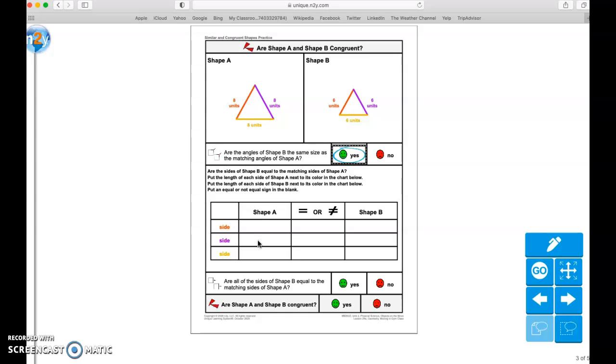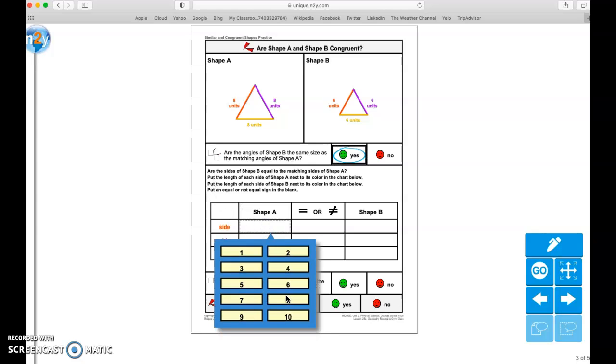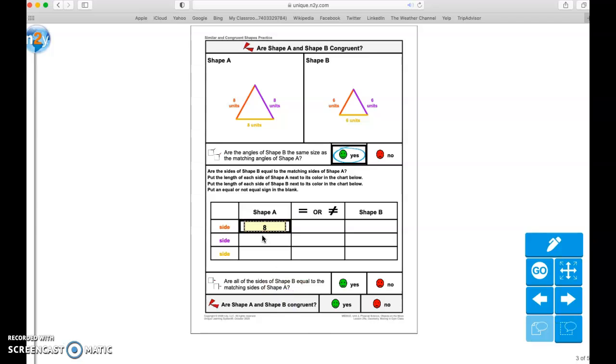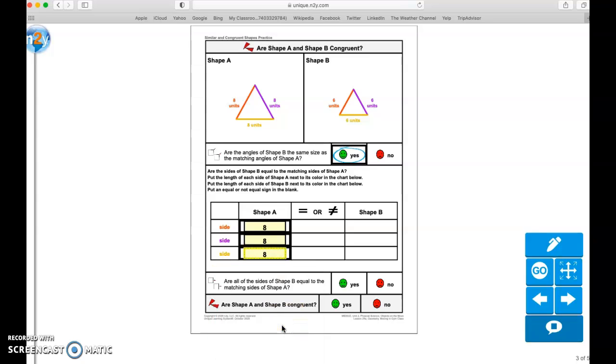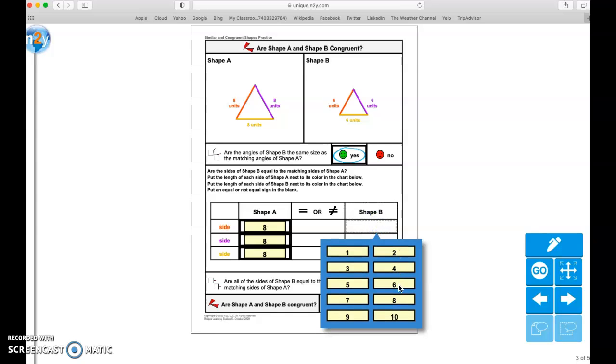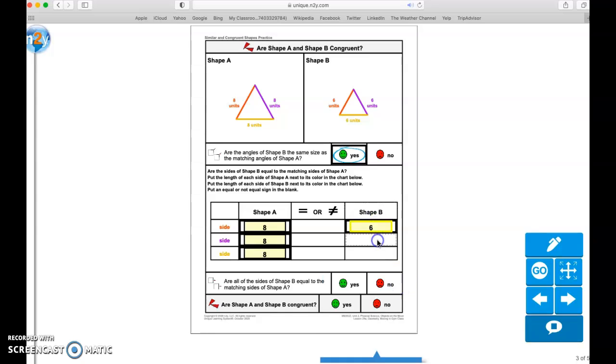So we are going to put the shape A lengths here and shape B. We're deciding if these are congruent. Remember, if they are congruent, that means they are exactly the same. So we'll put the sides here. 8, 8, 8, 8, 8. And then shape B we'll put here. So we're going to put all the 6s.